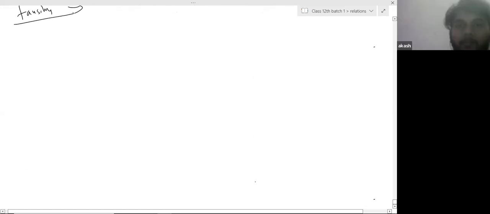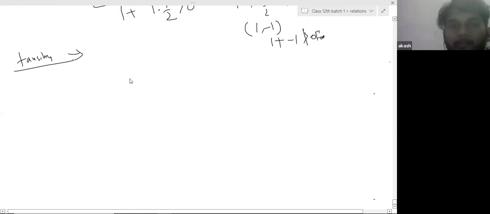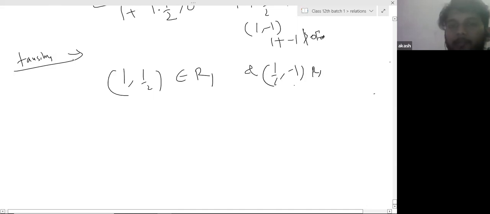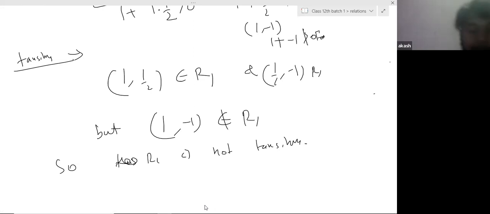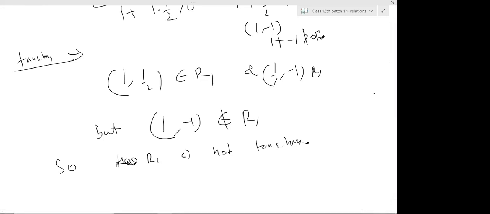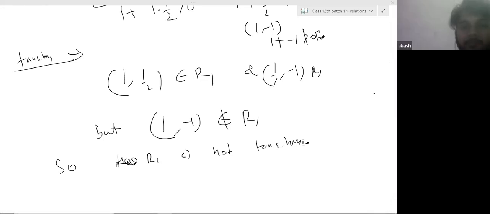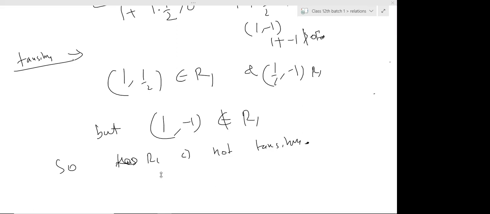All right, so how to write transitive? You can take two examples that 1 comma half belongs to R1 and half comma -1 belongs to R1, but 1 comma -1 does not belong to R1. So R1 is not transitive. All right. This is clear. Yes, sir. Everyone, Ronaldo. All right, so note it down.